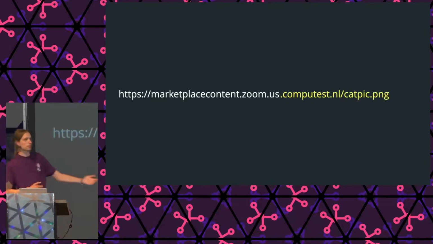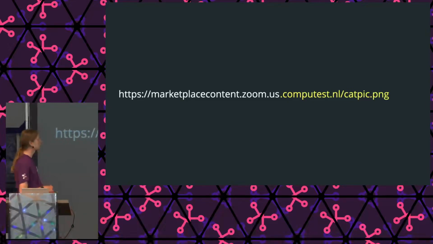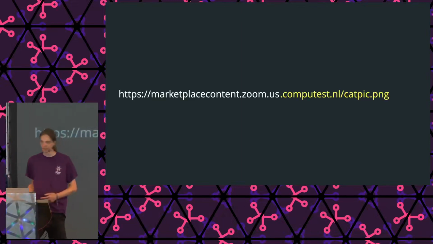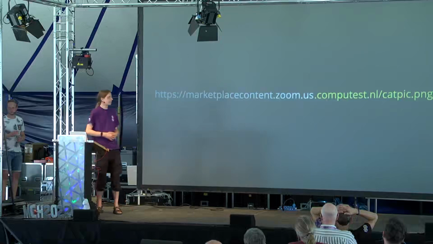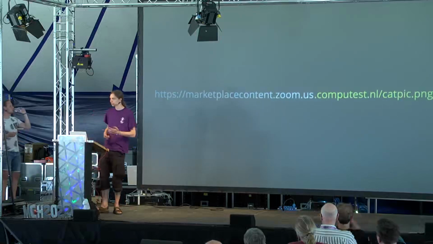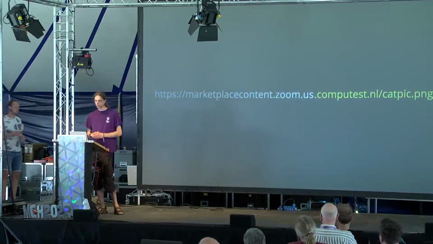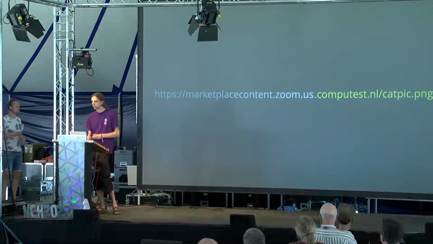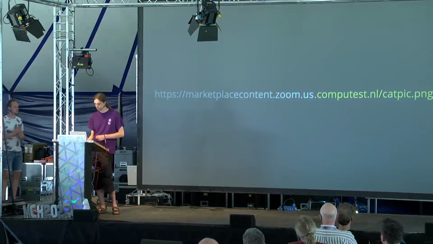Well, then it would start downloading that image from marketplacecontent.zoom.us.compites.nl, which is now suddenly a domain under our control. So it would download that image from us instead of the marketplace server of Zoom. So by sending that message, it would initiate an HTTPS connection to us.